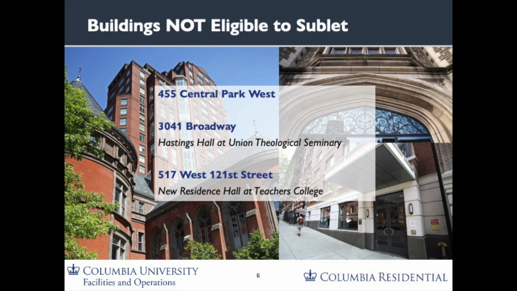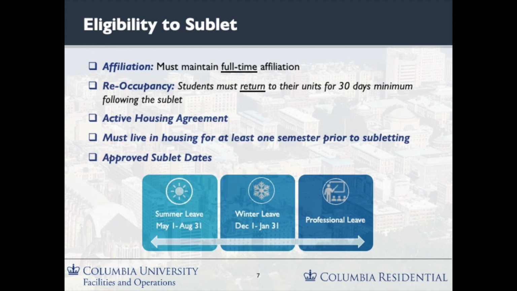So another requirement is residents need to maintain full-time affiliation with a university while they are subletting. So students, for example, cannot be on a leave of absence or have withdrawn from the university. There are some exceptions. There's some small differences between faculty and students. So for example, faculty can be on sabbatical and can sublet during that period of time.